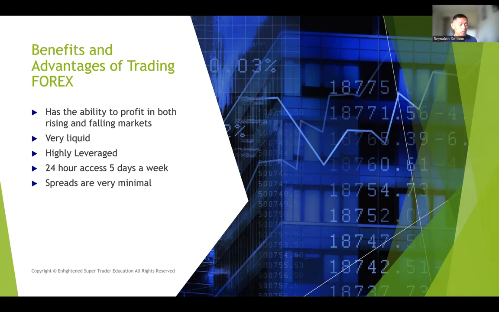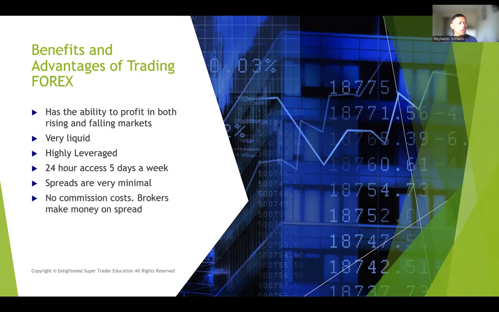Spreads are very minimal. Depending on which broker you're going to be using, say for example, for me, I use Oanda. I have the ability to get almost bank rates, like a wholesale price, and the spreads are very minimal, like 0.2 of a spread, sometimes 0.4 of a spread. So that's one advantage of trading the Forex markets.